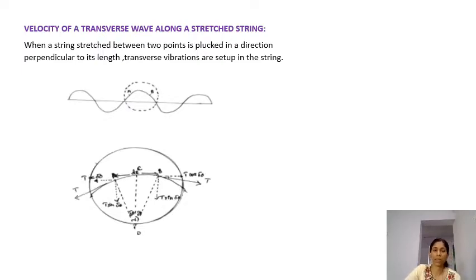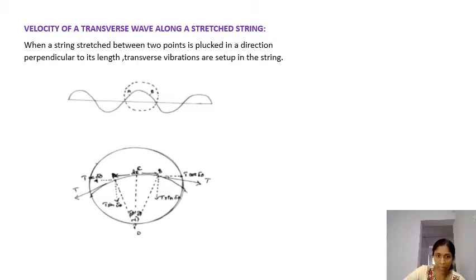Up to now we have seen what a wave is, what the types of waves are, and what the characteristics of a wave are. Now we are going to see how we can calculate the velocity of a transverse wave. For this, let us imagine a transverse wave. You are taking a part of a wave, not considering a full waveform.